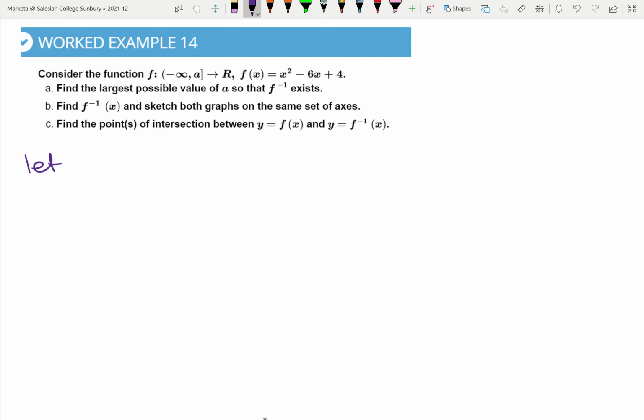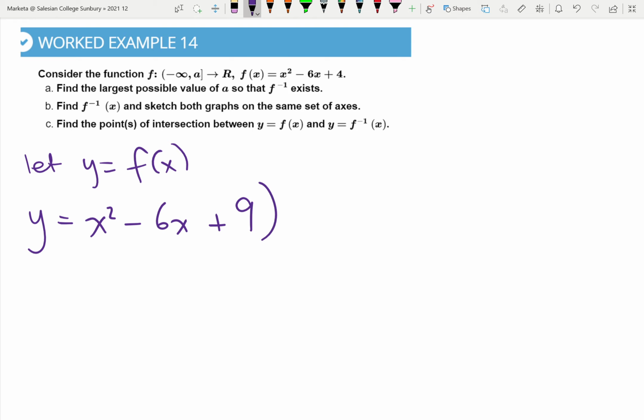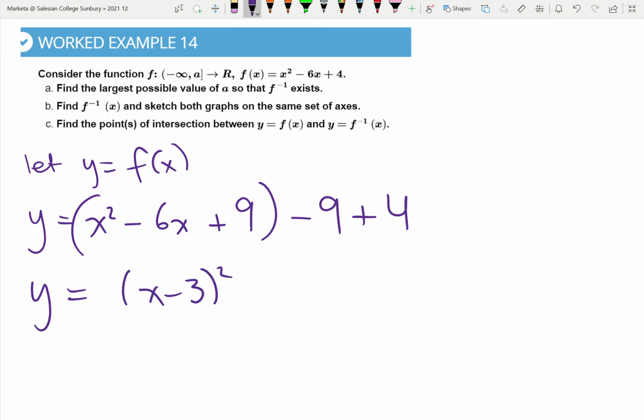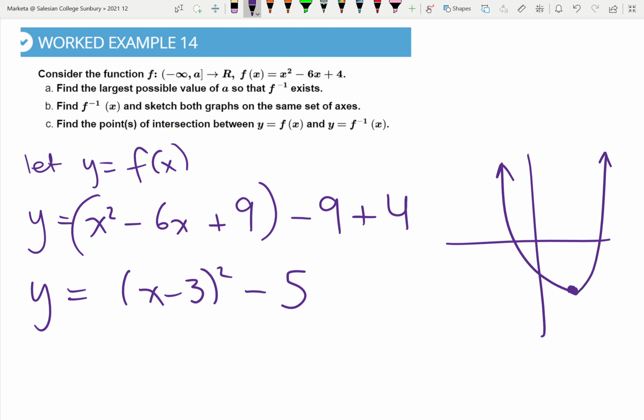So let's let y equal f(x) from the very start. Y equals x squared minus 6x, plus half of negative 6 is negative 3. Negative 3 squared is 9. Let's minus 9 and add 4. So y equals (x minus 3) squared, minus 9 plus 4 is minus 5. Okay, so this will be our quadratic here, and of course that would look like this, with the turning point of (3, -5).